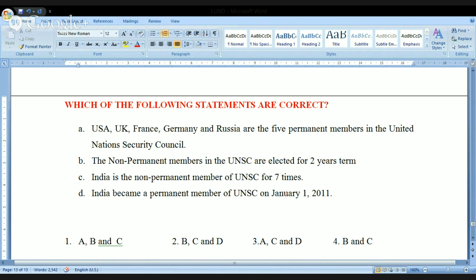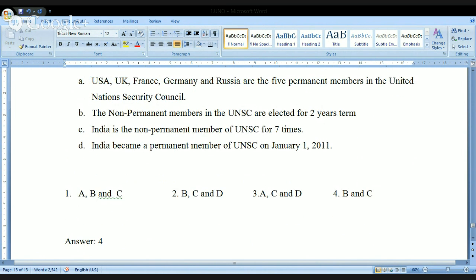We'll see. The non-permanent members of the United Nations Security Council are elected for a period of 2 years. Yes, we know this one. India has been a non-permanent member of the Security Council 7 times. Yes, so B and C are correct. So obviously option 2 may be correct or option 4 may be correct. India became a non-permanent member of the United Nations Security Council on January 1st, 2011. Look at this, it happened on January 1st, 2012. That's the reason why the option should be option number 4 here, that is B and C.